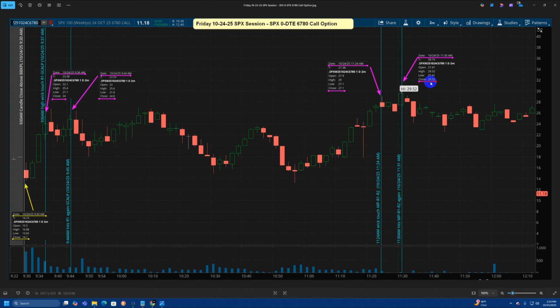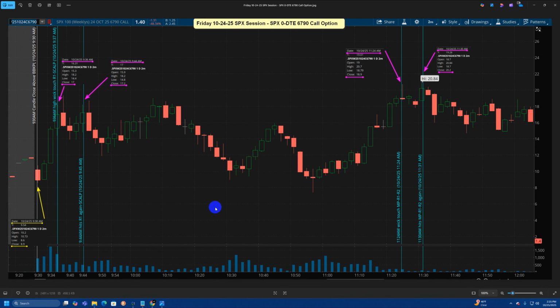Next, we'll look at the 67.90. Okay, so here's the 67.90. Here's the entry candle here, $8.90. Here's the wick touch of the R1 on the scalp. High, $18.20. Close, if you didn't get out on that wick touch, was 17.